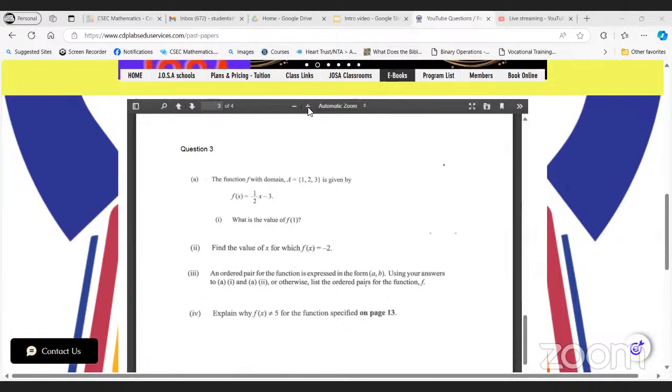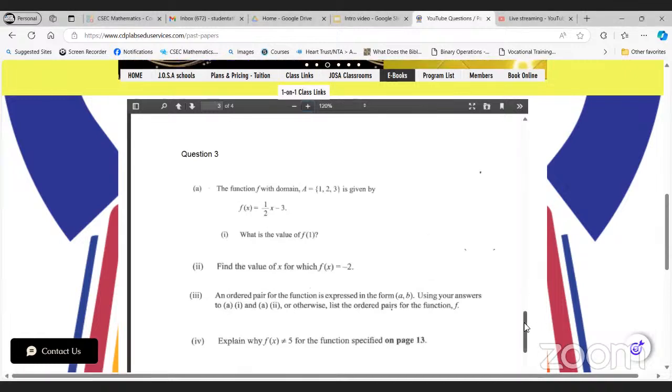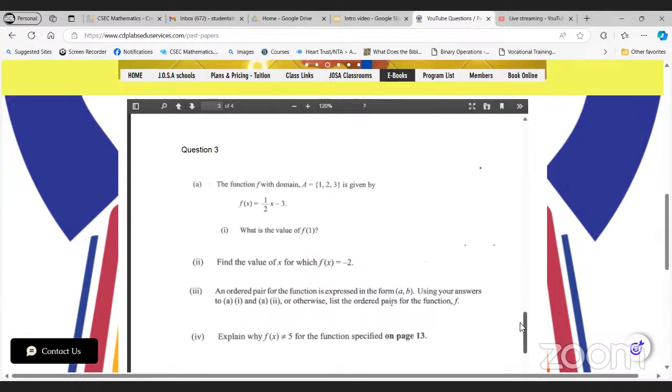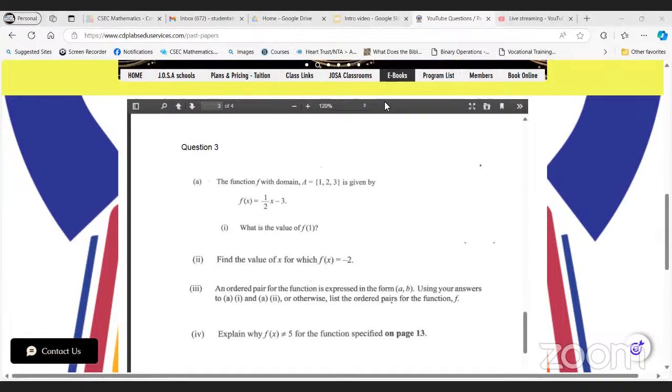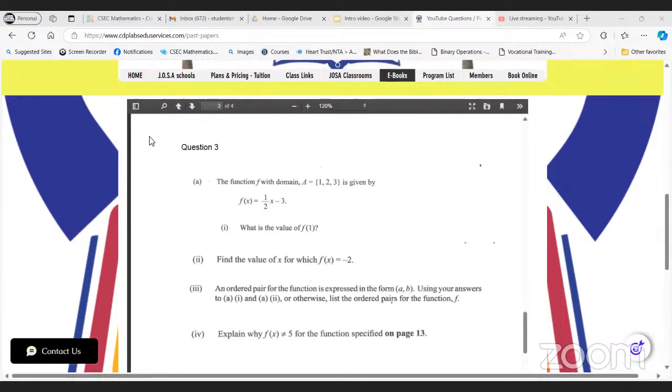All right. So we're at question number 3, live and direct. Now, it says the function f with domain. And we see a special word here, domain. Earlier in some of our last 2 recordings, you'd have seen where certain concepts were made simple. So we're going to be doing the same thing.